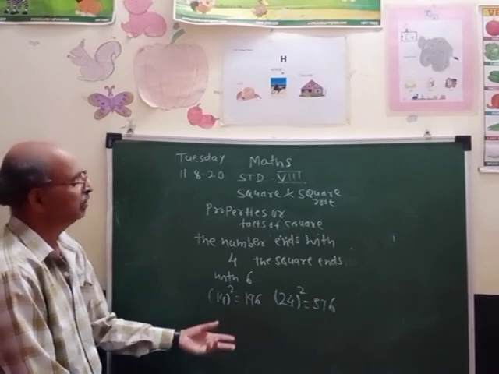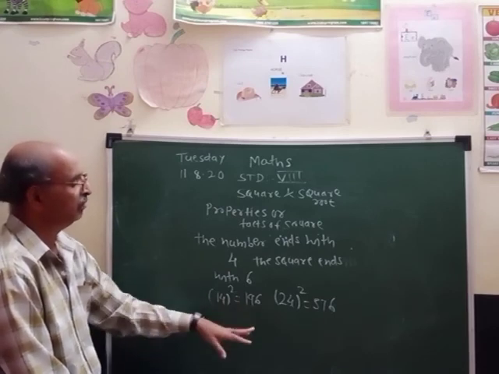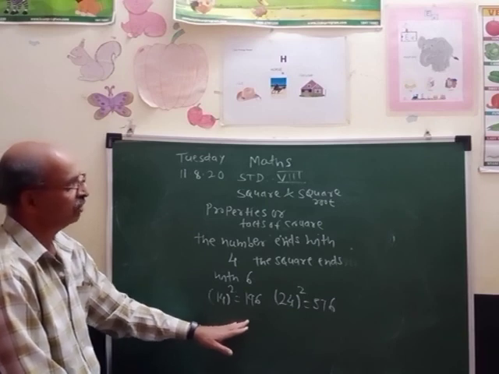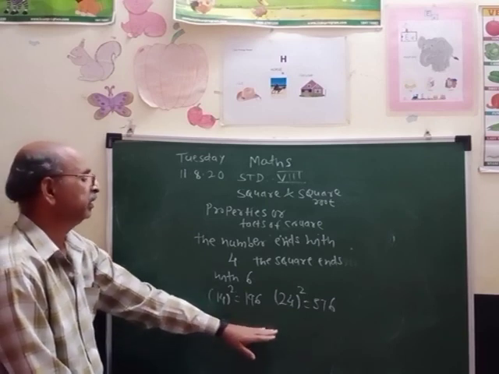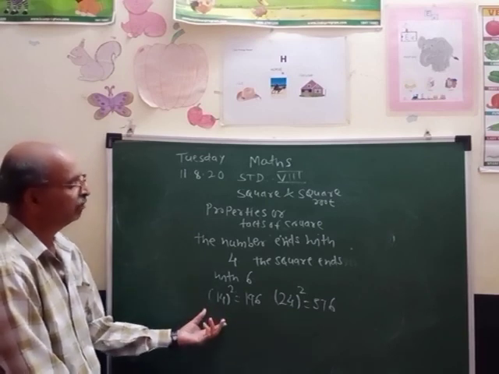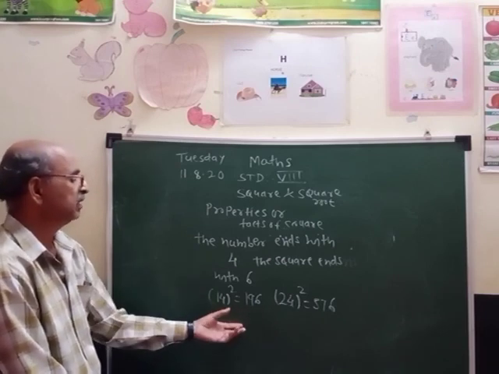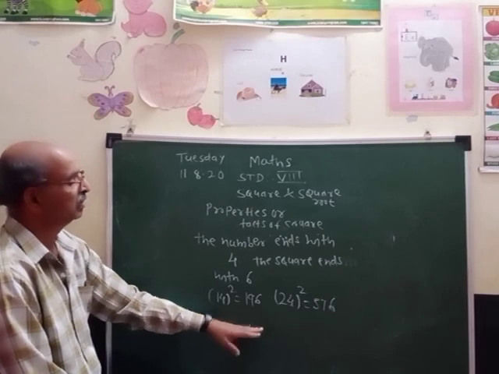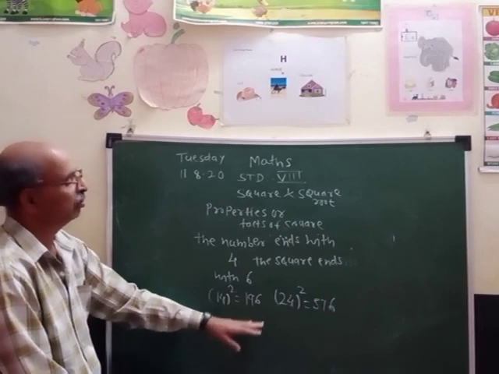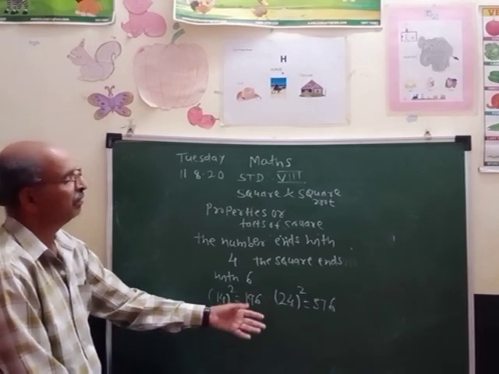Square is nothing but the product of the same number. Means 9 is the square of 3 because 3 into 3 is 9. 25 is the square of 5 because 5 into 5. So square means it is nothing but the product of the same numbers, and from that we can find out whether the given number is a perfect square or not.